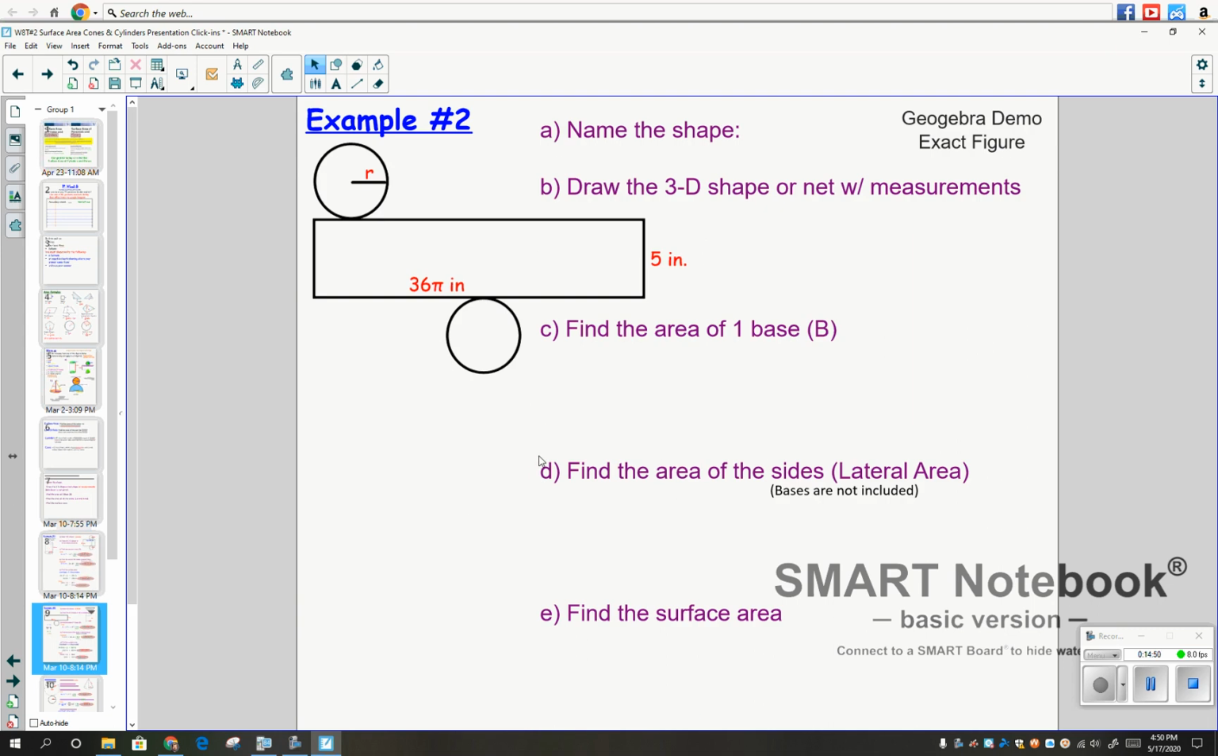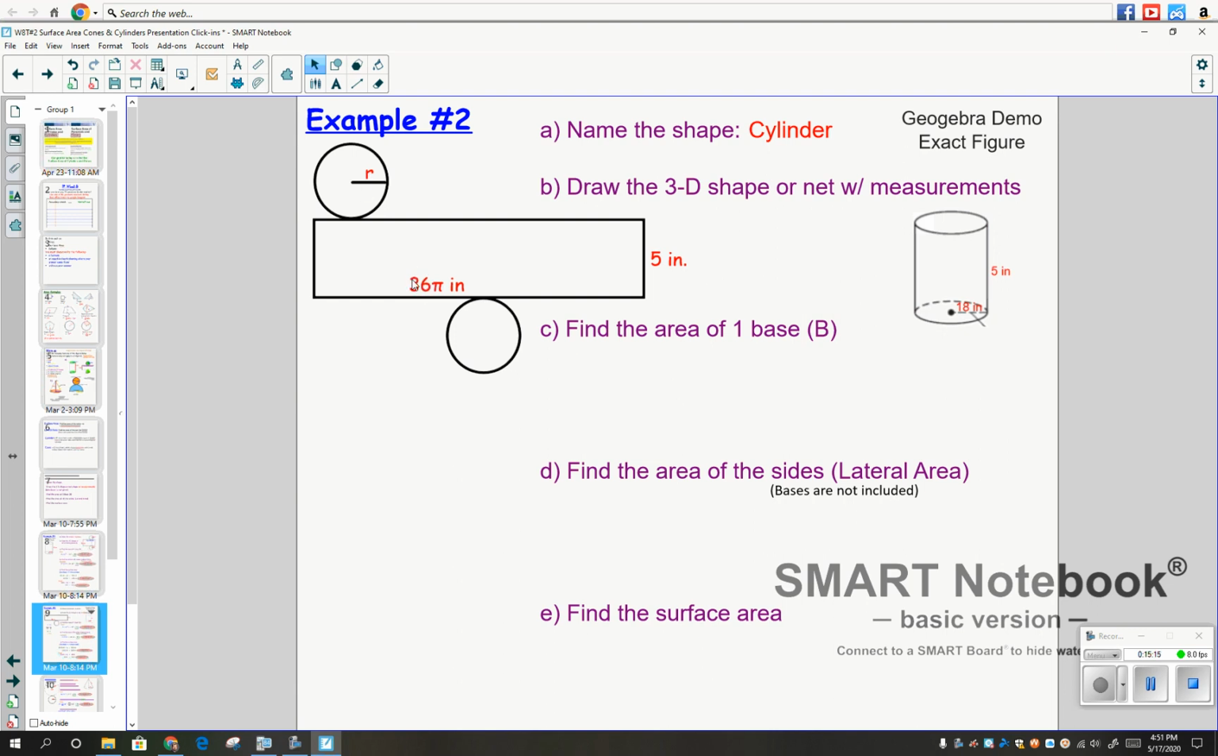Example number 2, I've now got the net. But what shape is this? How many circles are there? 2. So it's a cylinder. So if I draw the 3D image, I got the height of 5. It says 18 is the radius. How did I get 18 as the radius? They don't give me the radius in my net.